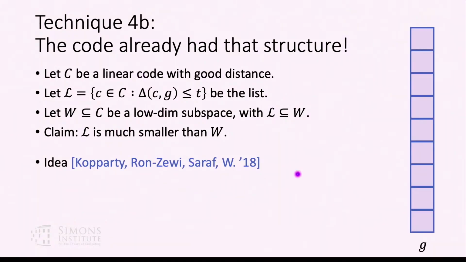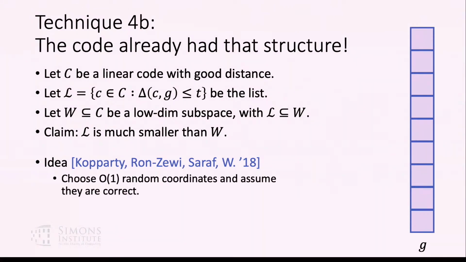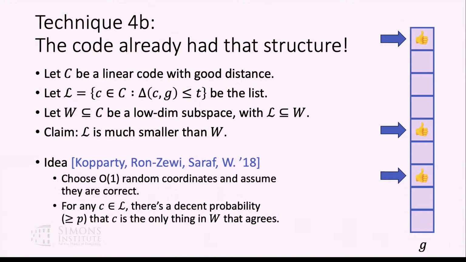So suppose that here is this received word G. I want to find all the code words that are close to G. So what I'm going to do first is choose a constant number of random coordinates and just assume that they're correct. I'll pick a bunch of random coordinates and say those are right. And I claim that when I do that, for any code word C in the list, there is a decent probability, it might be small but bounded away from 0, that C is the only thing in my subspace W that agrees with this advice.